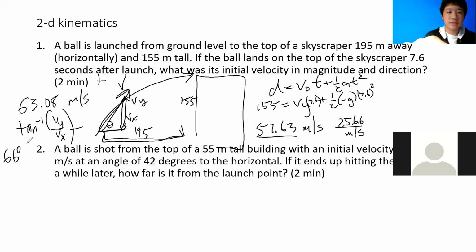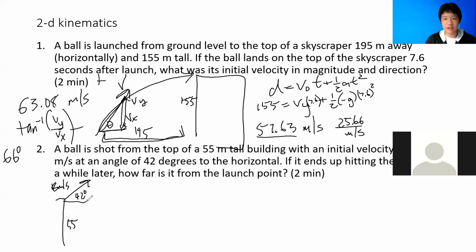All right. So now for the second one, a ball is shot from the top of a 55-meter tall building with initial velocity 18 meters a second at an angle of 42 degrees to the horizontal. It ends up hitting the ground a while later. How far is it from the launch point? So this ball is at the top of a 55-meter tall building. It's being shot at 18 meters a second at 42 degrees.